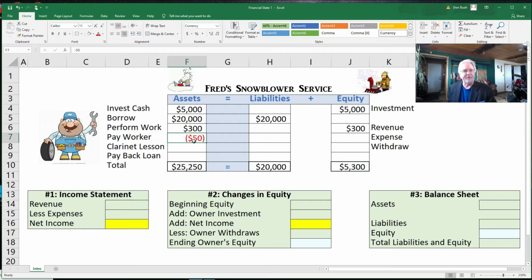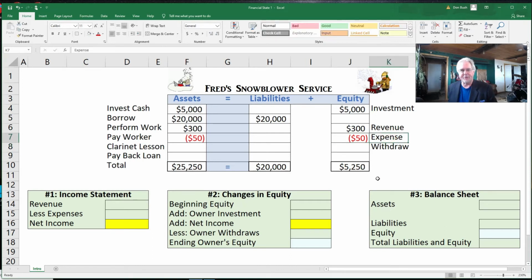Now we've got a negative 50 on the left. We need to have a negative 50 on the right. And Fred does not owe this money. He paid his worker. His worker has been paid. So we're going to put negative 50 under equity, and we're going to label this as an expense. Now I told you a moment ago, revenue is money coming in from doing your job.